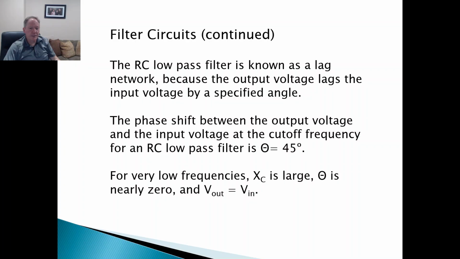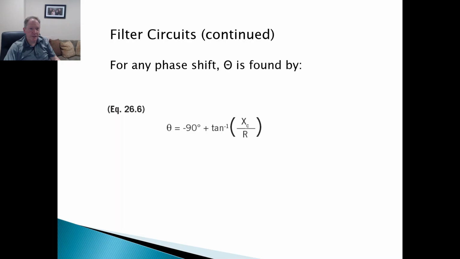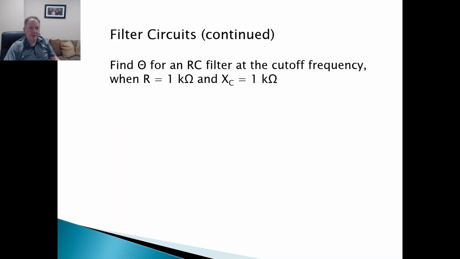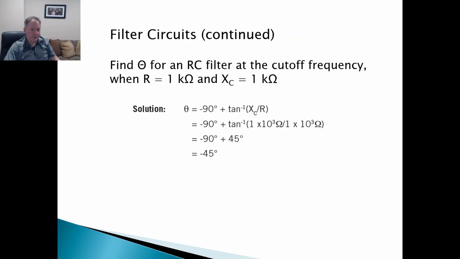So for very low frequency, X of C is large, theta is nearly 0, and the V out will equal the V in. And then for any phase shift, theta is found by taking negative 90 plus the inverse tangent of X of C divided by R. So find theta for an RC filter at the cutoff frequency when R equals 1 kilo ohm and X of C equals 1 kilo ohm. Because they're equal, right away you know it's 45 degrees, or negative 45 degrees because this is a capacitor, right? And X of C is negative 90.